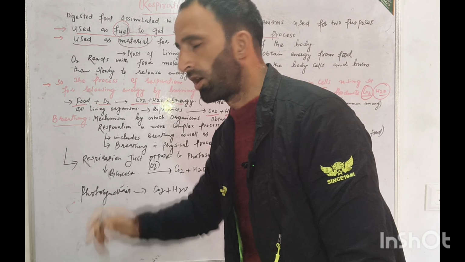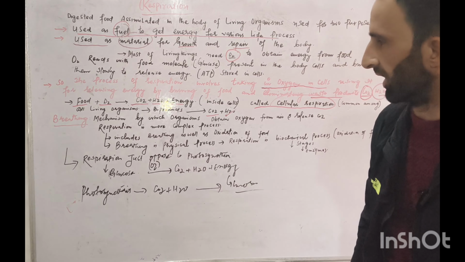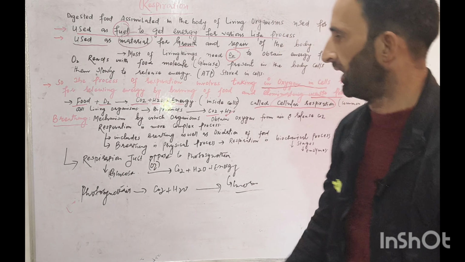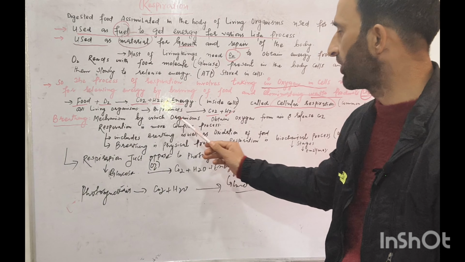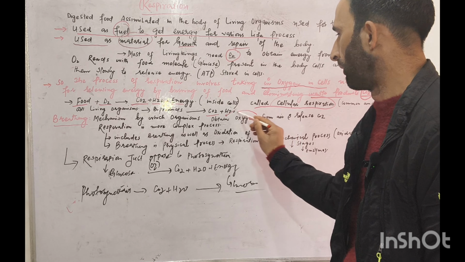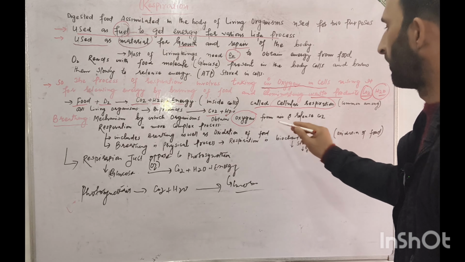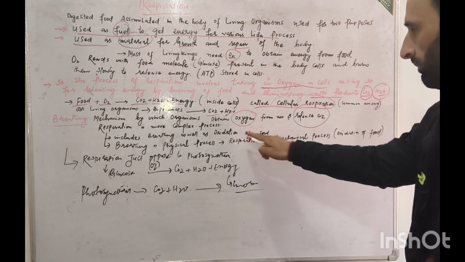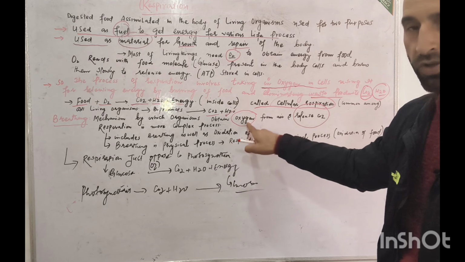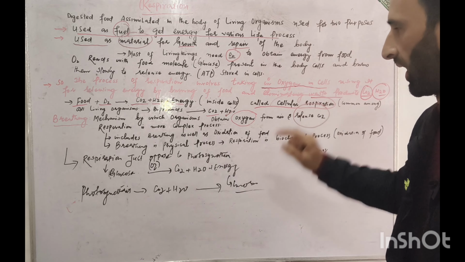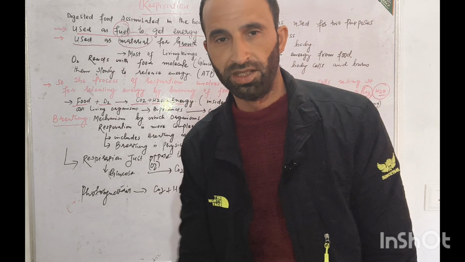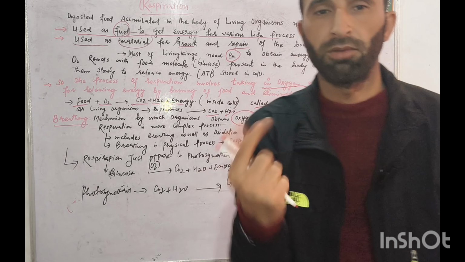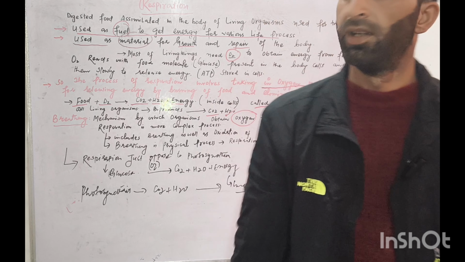Now, breathing. What is breathing? Breathing and respiration are different. Breathing is the mechanism by which organisms obtain oxygen from the air, from the atmosphere, and release carbon dioxide. Intake of oxygen and release of carbon dioxide is known as breathing. Inhaling oxygen and exhaling carbon dioxide is called breathing.